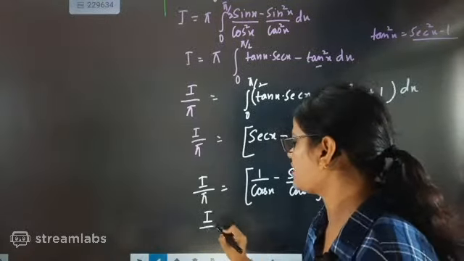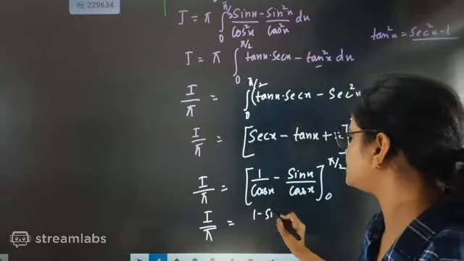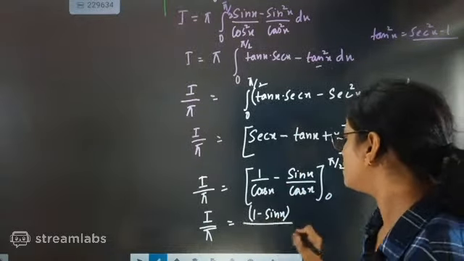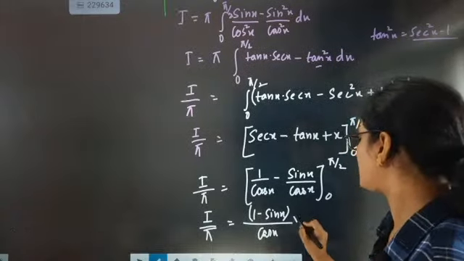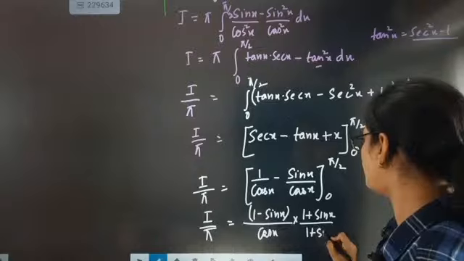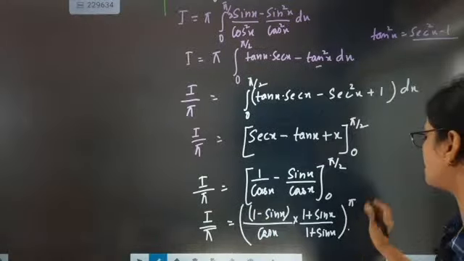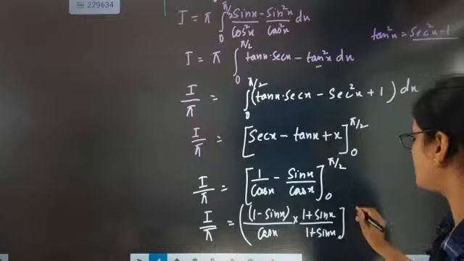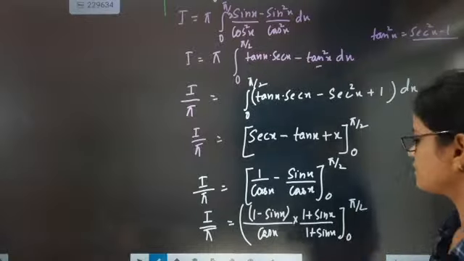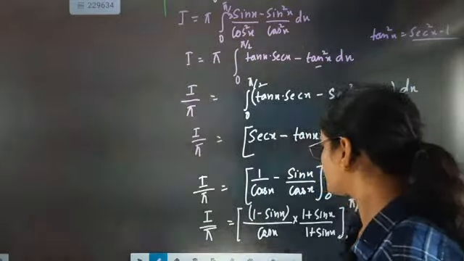So 1 by pi we are going to write. After writing here, now we have 1 minus sin x. Now we are going to multiply here with 1 plus sin x. We have to do something so that the infinity problem will be solved. So once we have written till here, now we are out of that problem, that big problem of infinity.